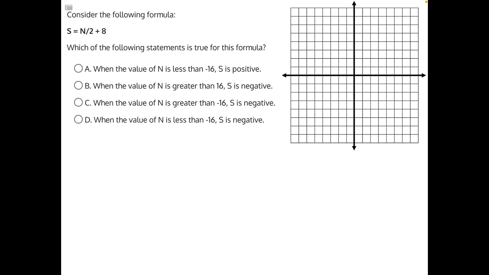Consider the following formula. Which of the following statements is true for this formula? To solve this question, we need to analyze the relationship between our two variables s and n. And the best way to do that is to graph it.